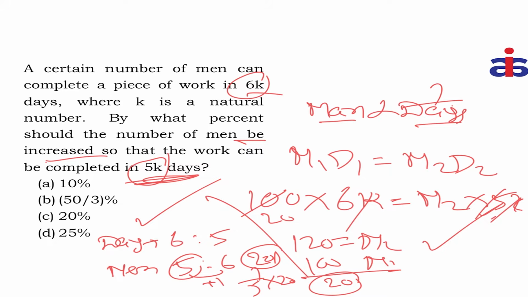But a good question. Actually, some may give the answer as 50 by 3 also. Why? Because if you take 1 by 6 instead of 5, you may go wrong. That is 16 by 3%, nothing but 50 by 3%, right? So be cautious. Then next.